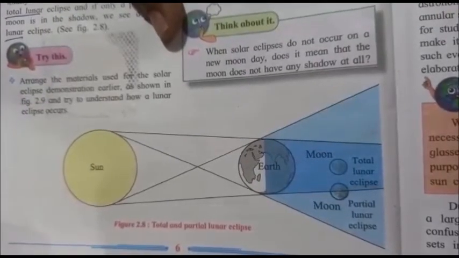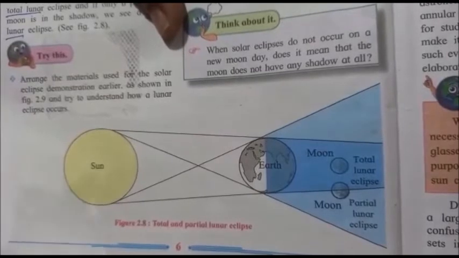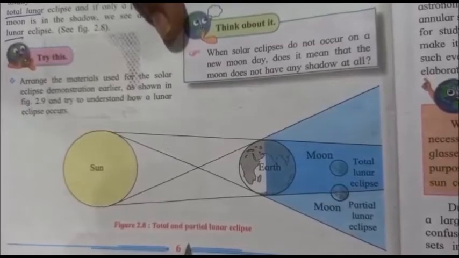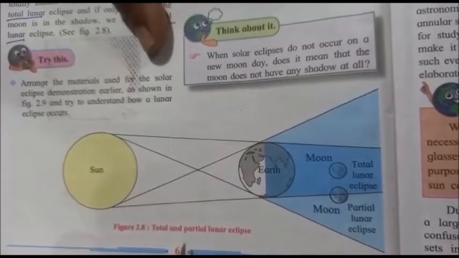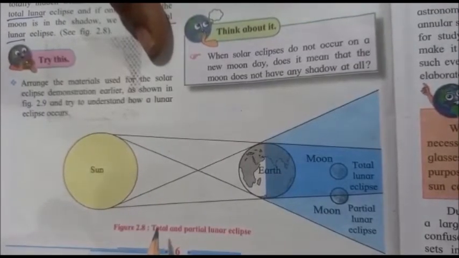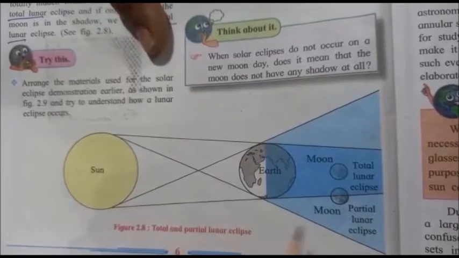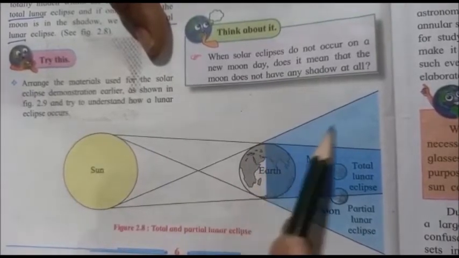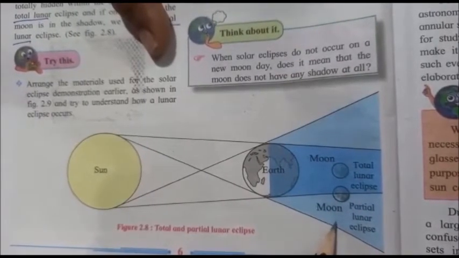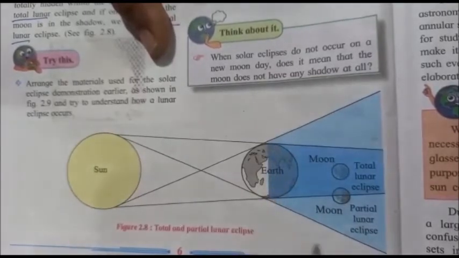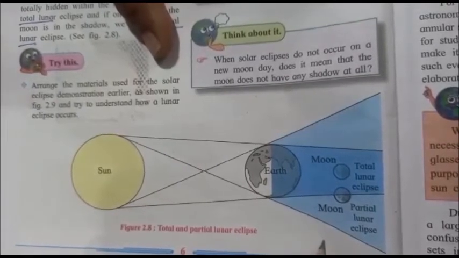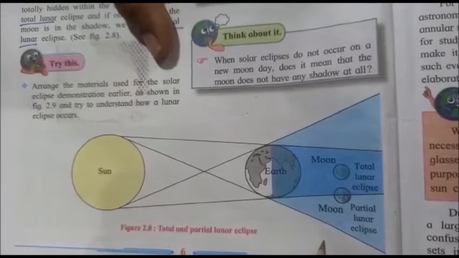So students, now let us see the lunar eclipse. The image, that is figure 2.8, is in front of you. With the help of this figure, let us understand the lunar eclipse. A lunar eclipse occurs when the moon enters the shadow of the earth. You can see here the shadow cast by the earth. The moon is revolving around the earth. During its revolution, when the moon enters the shadow of the earth, a lunar eclipse occurs.